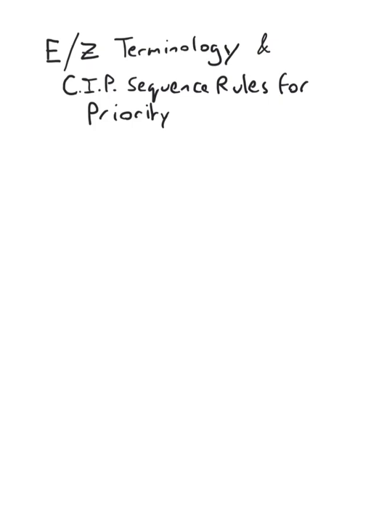This video is on EZ terminology and the Cahn Ingold Prelog sequence rules for priority. So let's start by naming this structure and this structure. You may pause now.